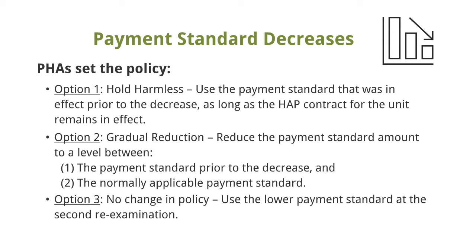If the PHA chooses not to implement the hold harmless policy option, there are still standard regulatory provisions in place regarding payment standard decreases. The PHA may not apply an initial reduction in a payment standard until the family's second regular recertification following the effective date of the decrease in the payment standard amount. The PHA must also provide the program participant with at least 12 months written notice of the reduction.